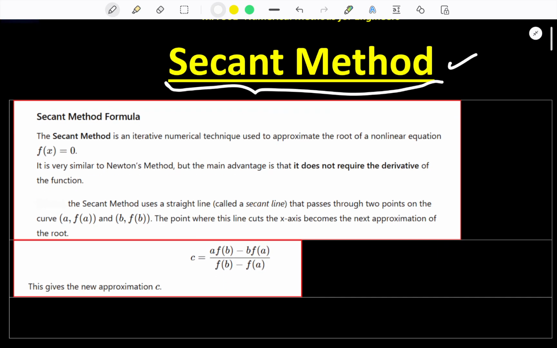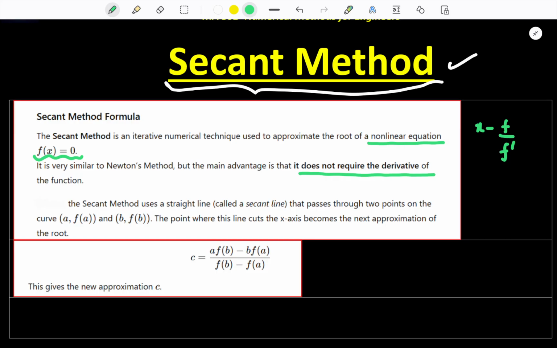What is the secant method? The secant method is an iterative numerical technique used to approximate the root of non-linear equations, f of x equal to 0. It's the same as Newton's method, but in Newton's method we take the derivative, x minus f divided by f dash. Here there is no derivative. It doesn't require the derivative of the function. That's the main idea.